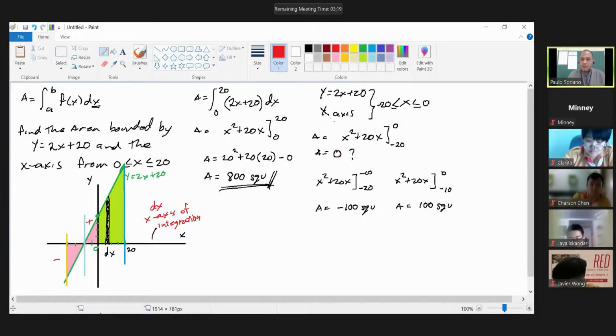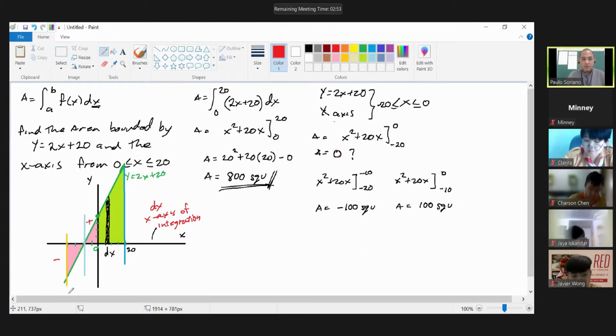But we know that area cannot be negative, right? There's no such thing as negative area. So this is just the effect of the position of the area. Just like vectors, if the vector is going up, it's positive. If the vector is going down, it is negative. It's the same idea as that.